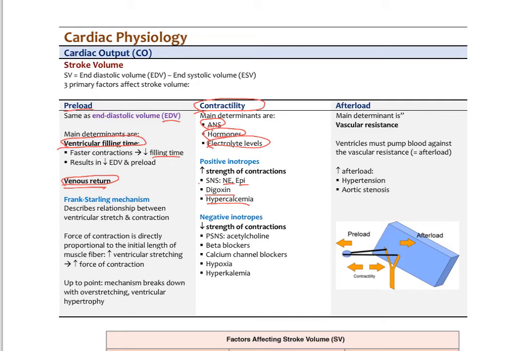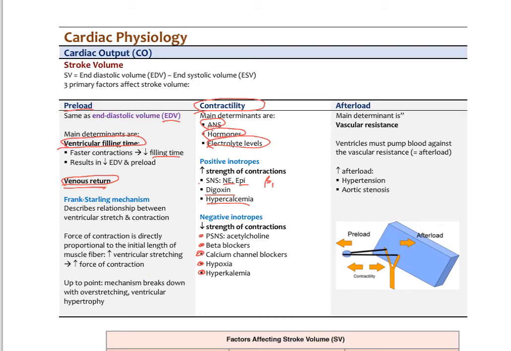Negative inotropes would decrease the strength of contractions, and that would be your parasympathetics. Beta blockers are the medications that block the beta 1 receptors that the catecholamines bind to. Calcium channel blockers, we talked about those in the last video. They block the ability of calcium to get into the cell, and thereby decrease the contraction of the cardiac myocyte. Any sort of hypoxia, low oxygen, and high potassium will basically weaken the strength of contraction of the heart. That's called hyperkalemia. So that's contractility.